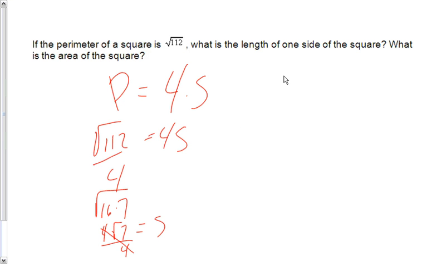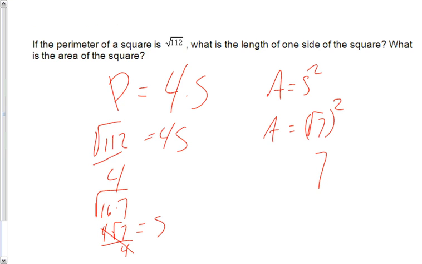Which leads us to the second part, what's the area? Well, area of a square is side squared. Area equals the square root of 7 squared. That's the square root of 7 times the square root of 7, which is the square root of 49, or just 7. If you take two radicals with the same number and multiply them, you just get rid of the radical.